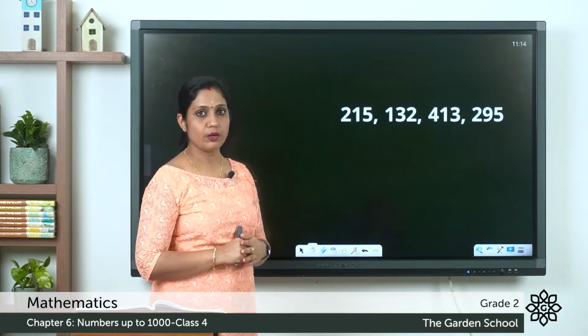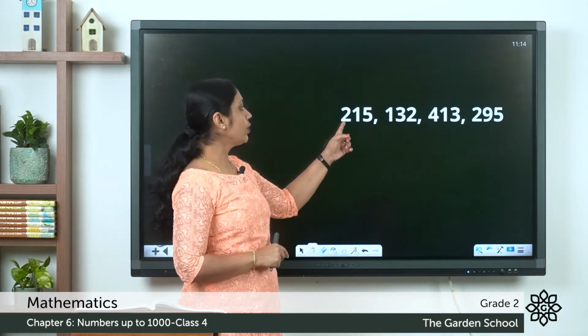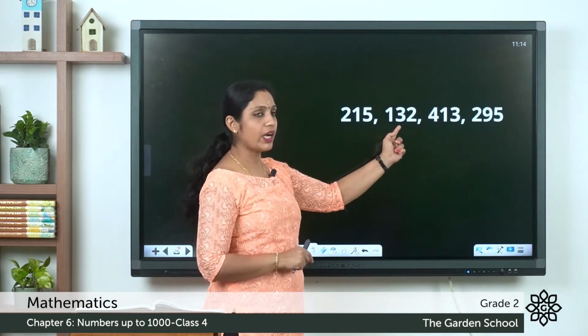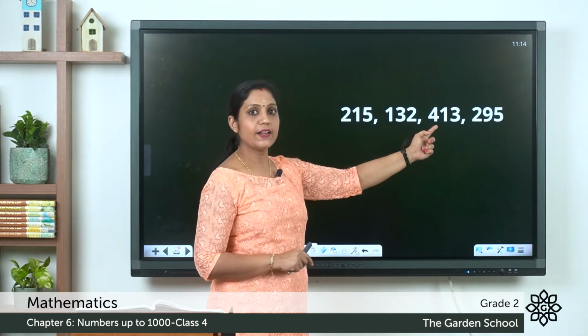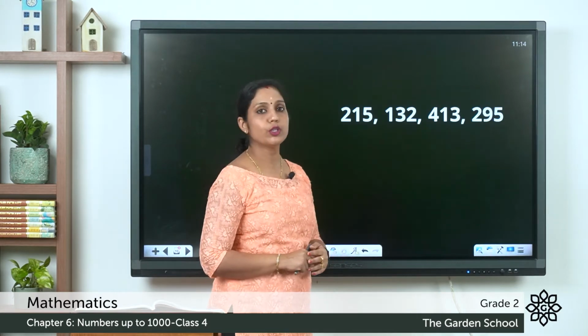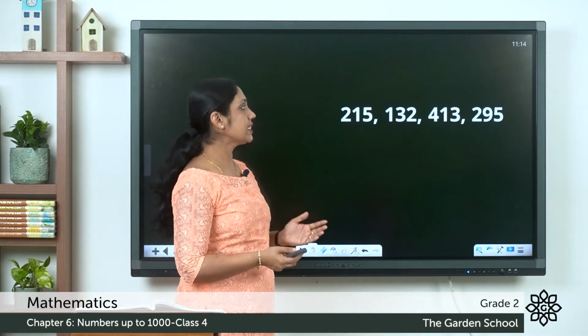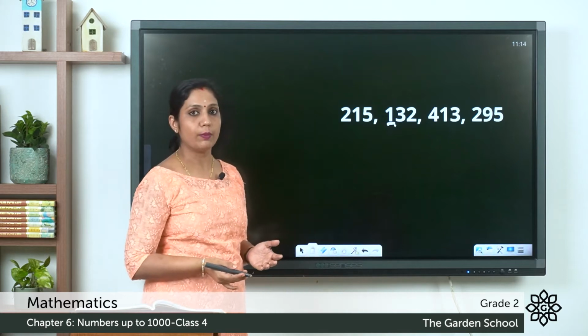All are 3-digit numbers. So let's look at the place value of hundreds. In the number 215, we have 2 hundreds. In the number 132, we have 100. Number 413, it is 400, and in the number 295, it is 200. So we can say the number 132 is the smallest number.